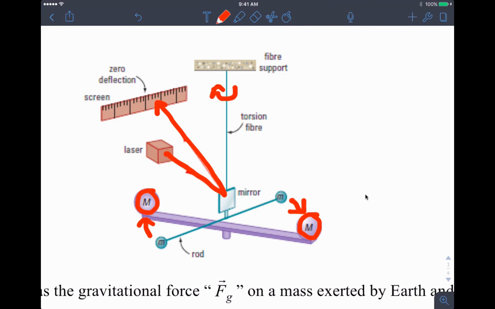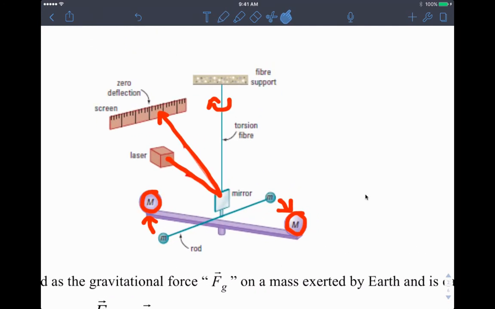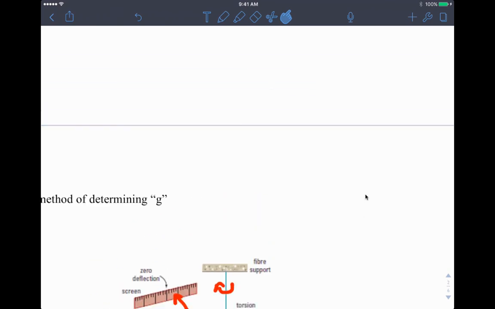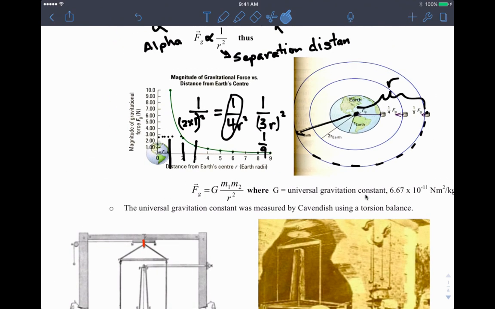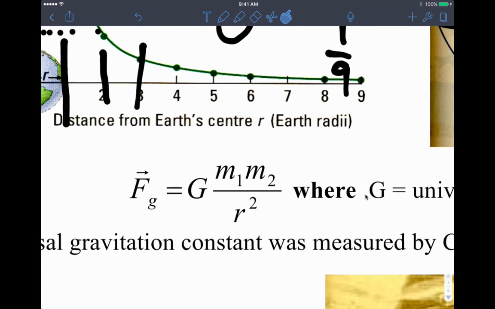Those types of measurements enable us to determine the twisting force. So you should just be generally familiar with the torsion balance. There may be some questions that deal with that, but the force of gravity that exists between these two masses is calculated by Newton's law of gravitation. So you would come right back to this formula right here, and you would calculate the separation distance, and that's actually what Cavendish did.